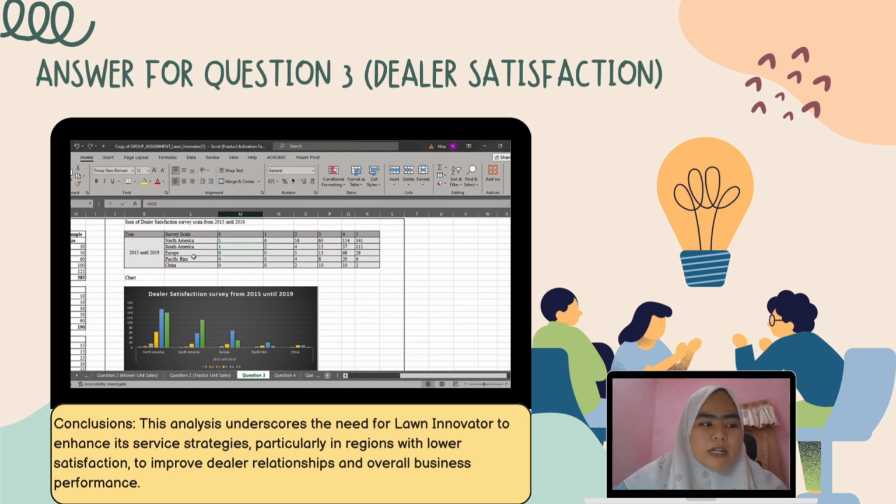Europe has a notable cluster around scores 3 and 4, with 68 and 29 responses respectively, while the Pacific Rim and China exhibit lower overall satisfaction, with the highest score in the Pacific Rim reaching only 20 at score 4. This analysis underscores the need for Loan Innovator to enhance its service strategies, particularly in regions with lower satisfaction, to improve dealers' relationships and overall business performance.